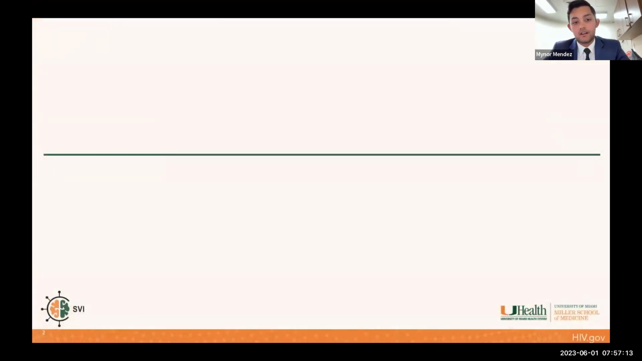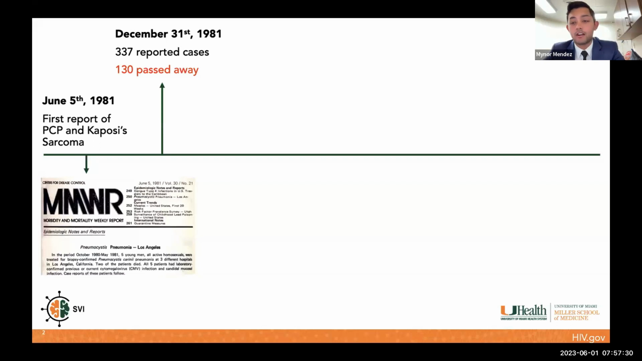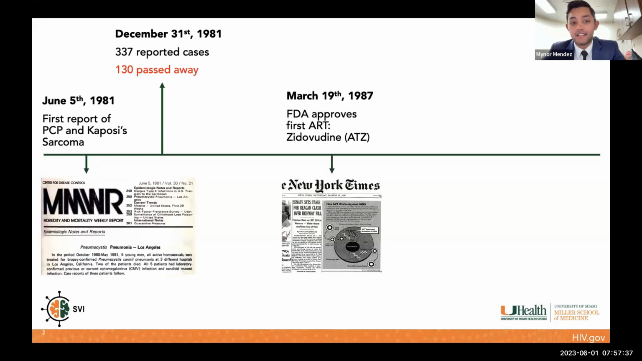I'd like to start by highlighting the impact that these medications have had on people living with HIV. The very first reported case of pneumocystis pneumonia and Kaposi sarcoma was in 1981. By the end of the year, 337 people had been reported to have HIV, and approximately 40% of them had already passed away within 6 months of diagnosis. It wasn't until 87 that the FDA approved the first antiretroviral medication for the treatment of HIV.